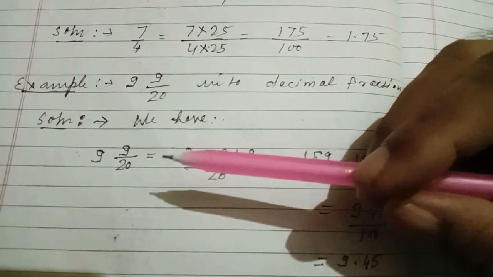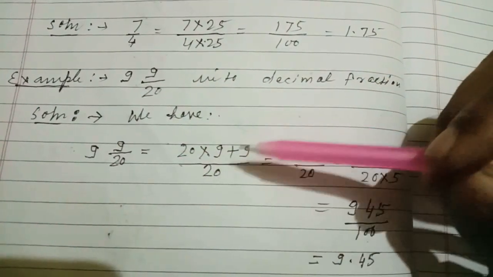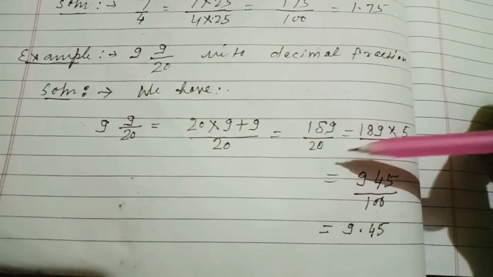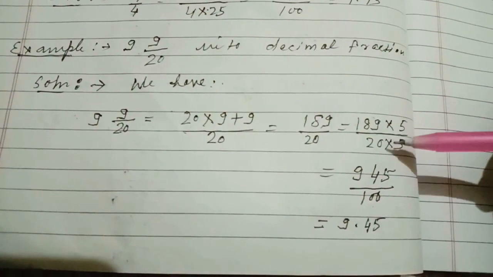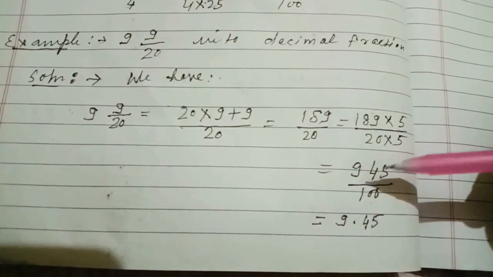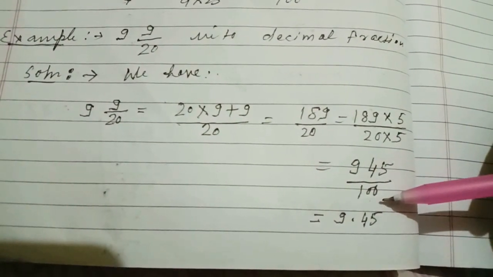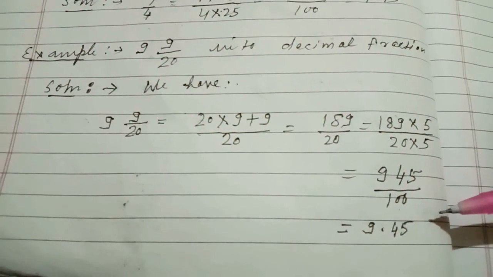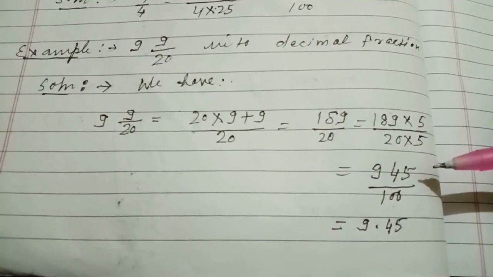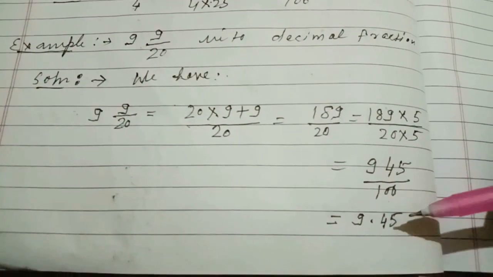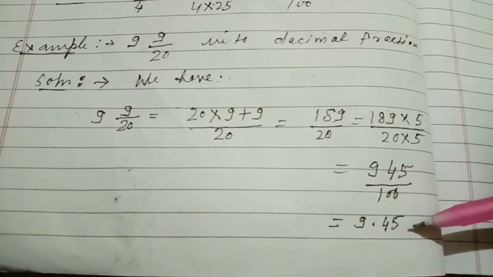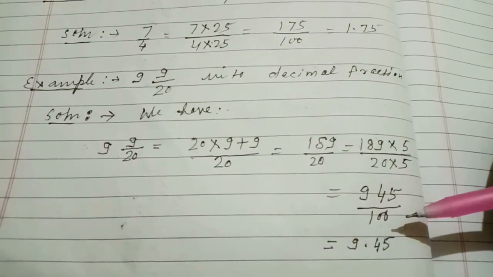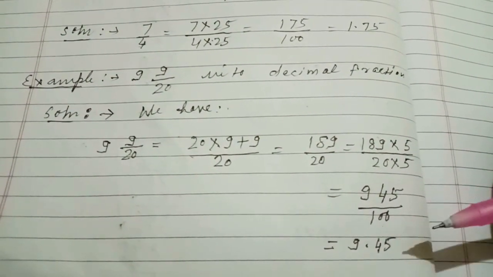Let us take another example, 9 upon 20 into, convert it into decimal fraction or decimal number. Solution. We have 9 upon 20 is equal to 20 into 9 plus 9 upon 20, that is 189 upon 20. So we will multiply 189 and 20 by 5 and 5. So it will become 945 upon 100. Now 100 contains 2 0s. So counting from the right side, we will put the decimal point after 2 digits in the numerator, that is 9.45. So in this way we can easily convert a fraction into decimal number by applying these two methods.